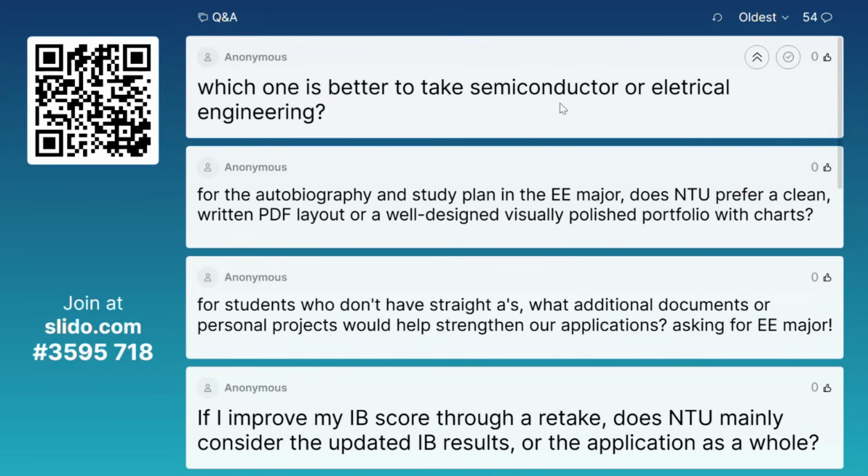Which one is better to take, semiconductor or electrical engineering? I think it really depends on your interest. When students think about the one they want to apply to, they might think of different things, for example, whether it will be easier to look for a job when they graduate. So it's really up to you.